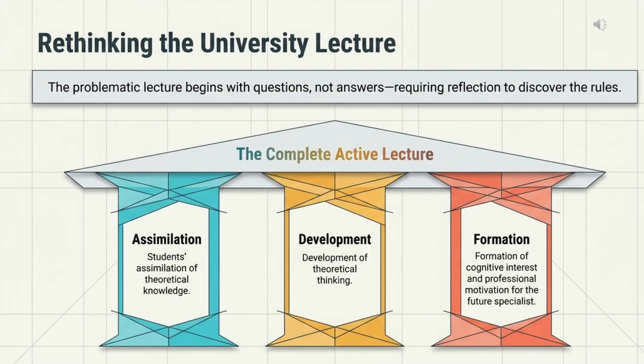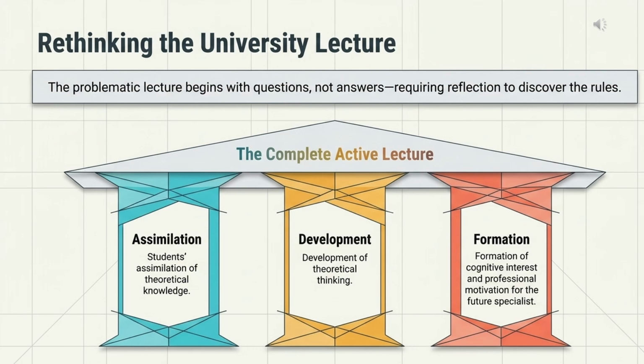The next diagram on page 8 invites us to rethink the university lecture itself. The central statement is especially important. The problematic lecture begins with questions, not answers. This means that reflection precedes explanation, and intellectual inquiry becomes the path to understanding. The diagram further identifies 3 outcomes of the complete active lecture: assimilation, development, and formation.